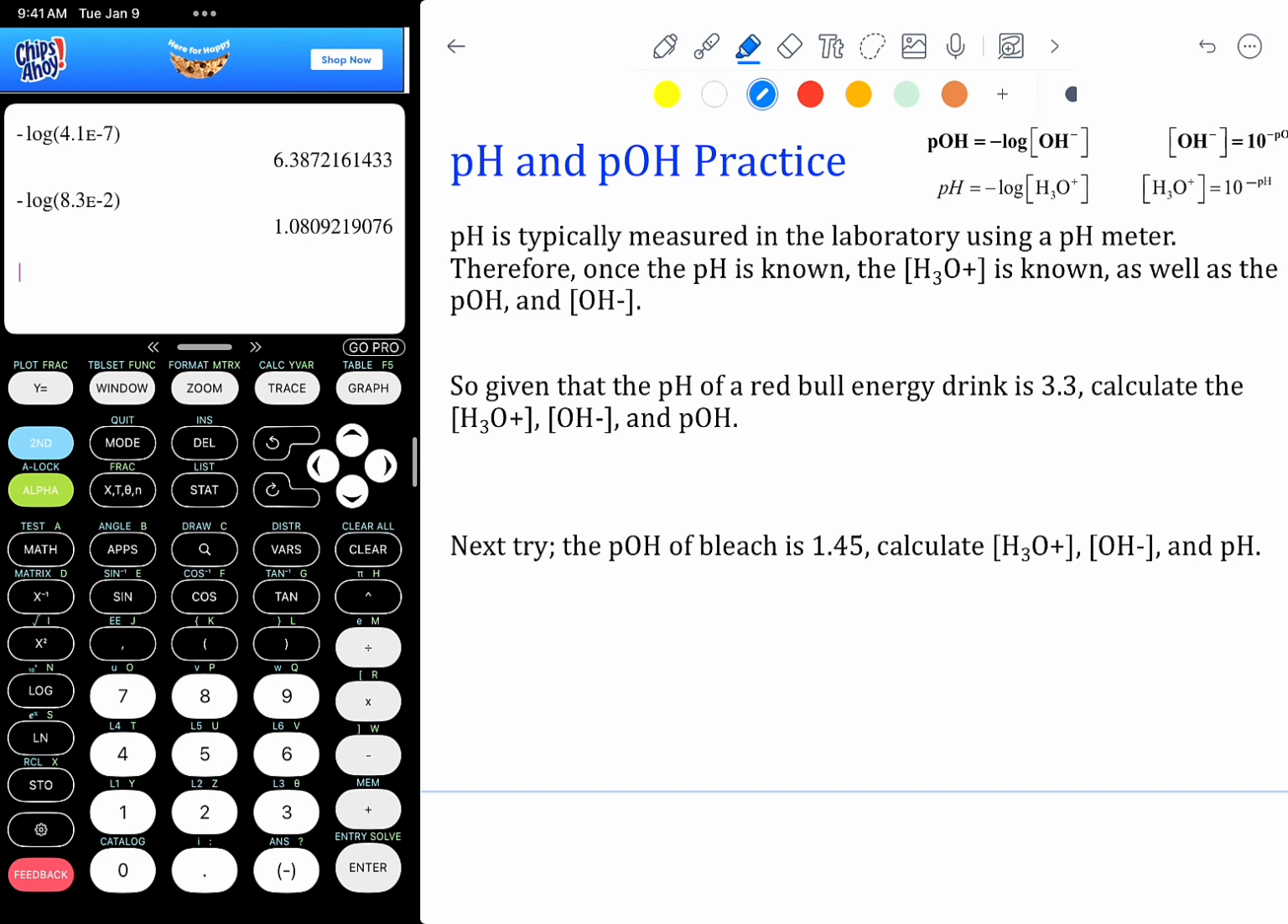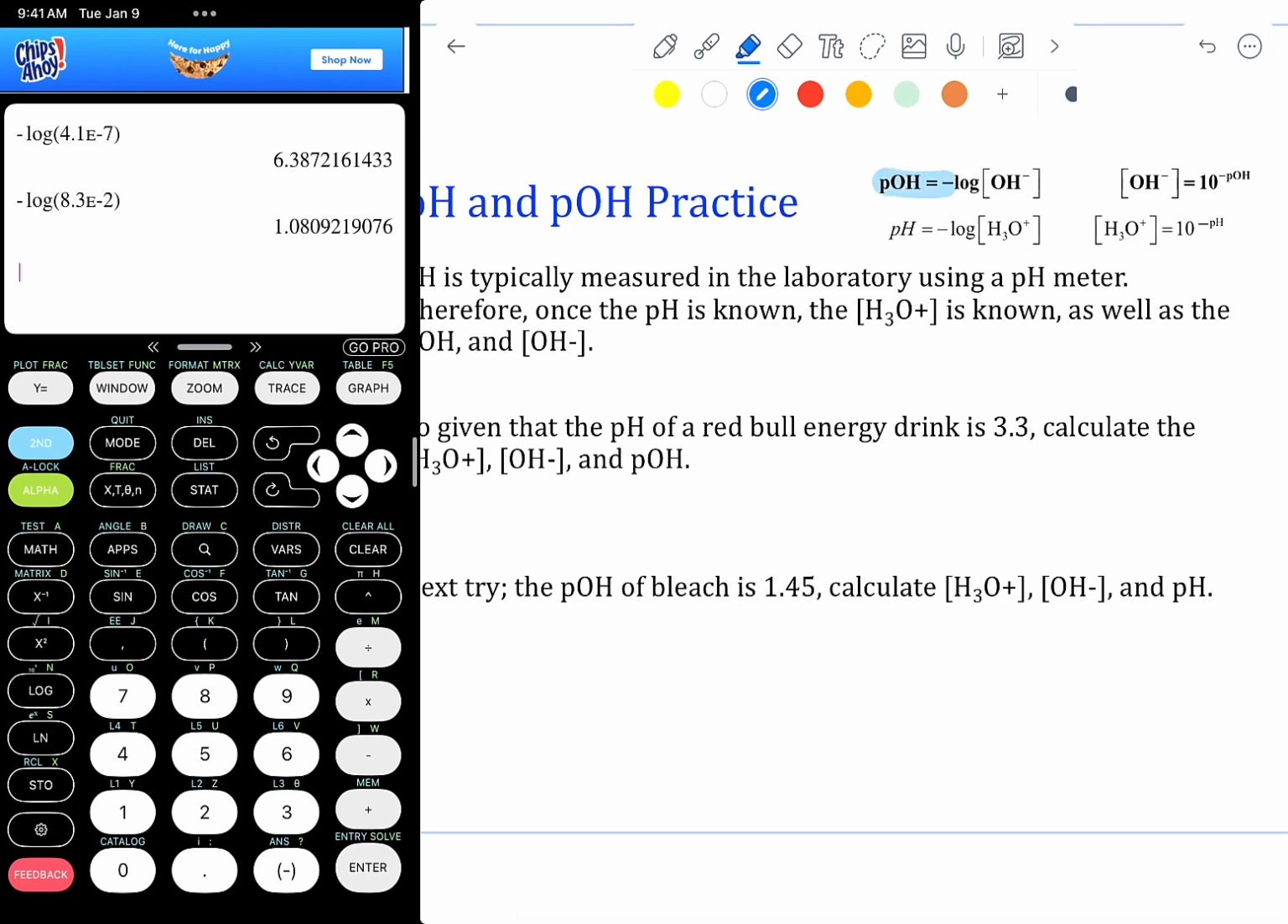They are all related to each other through that logarithmic scale that we just saw on the previous slide. So if we know the pH, we can subtract it from 14 to find the pOH. If we know the pOH, we can find the OH minus concentration. If we know the pH, we can find the H3O plus concentration. So we use all of our equations up here to find that.